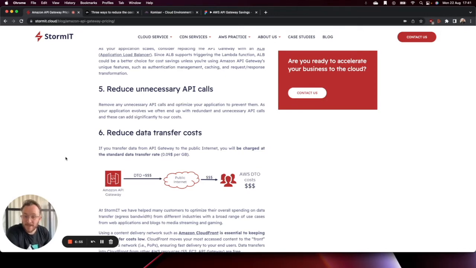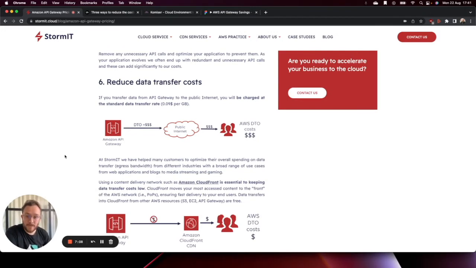Number 5 seems a little bit obvious, but it is worth going through, making sure that you don't have any unnecessary or redundant API calls. And moving on to number 6, which is to reduce data transfer costs, which comes from DTO, data transfer out. There's a few ways that we can go about reducing this.